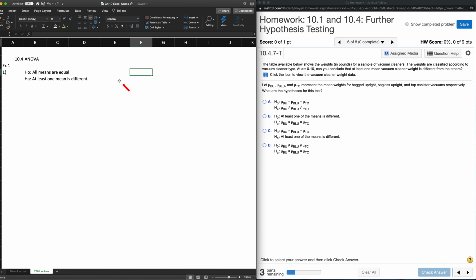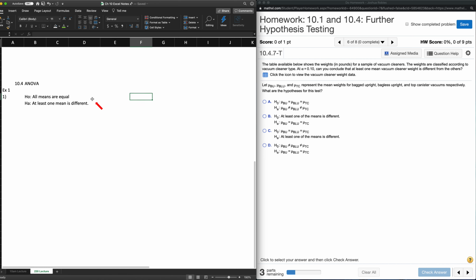So this relies on what's called the F distribution. And that's constructed as a fraction. And so the numerator and denominator of that fraction are each part of the problem. So we're going to be doing this quite a bit different than most of the other hypothesis tests.